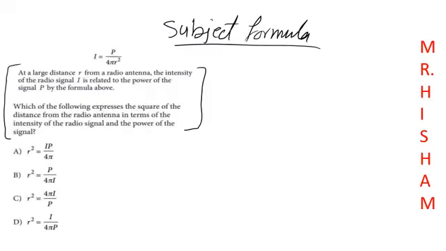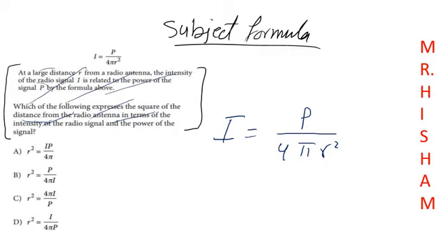Since the question is a subject formula, I don't need to read all of that. So you don't have to read all of these words. So I have I is equal to P over 4 pi r squared. I may ask about P or I may ask about r. So we can notice that he is asking about r squared. Since r squared is in the denominator, all I'm going to do is switch between I and r squared. So r squared is equal to P over 4 pi, and I'm going to write I down. So the answer is B.